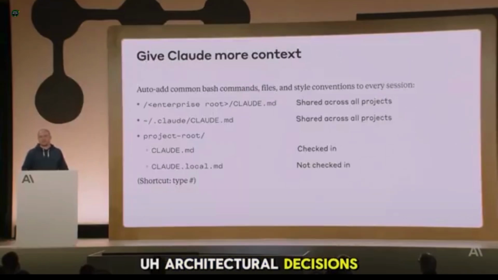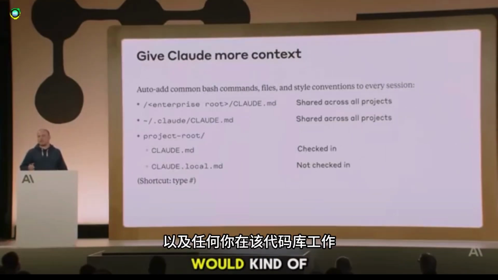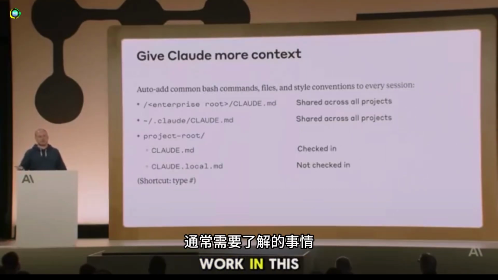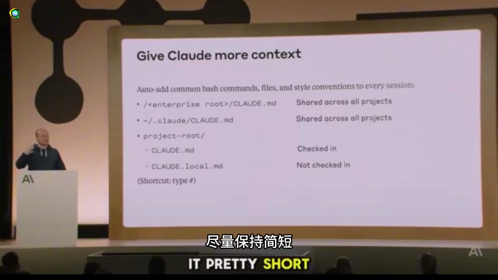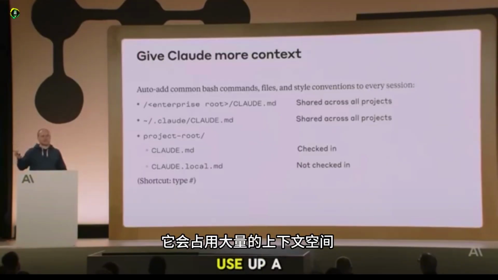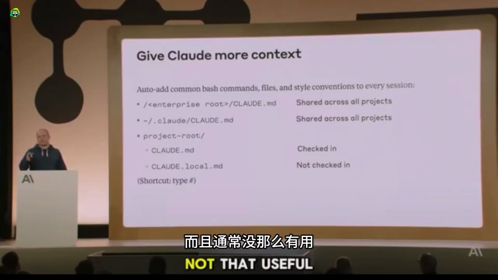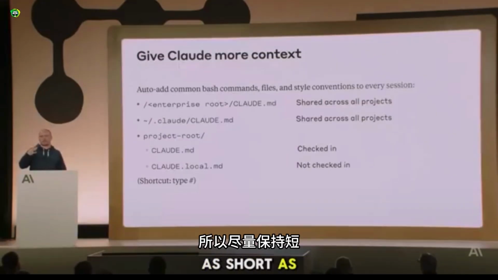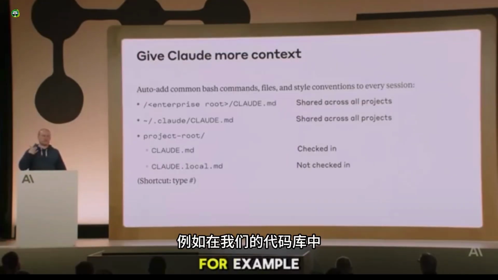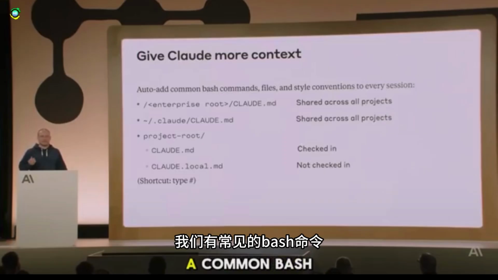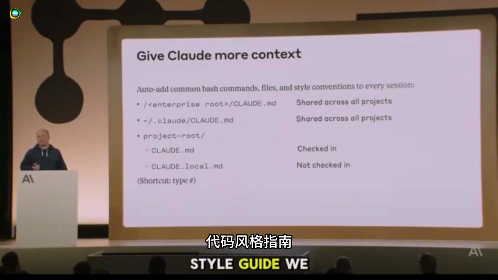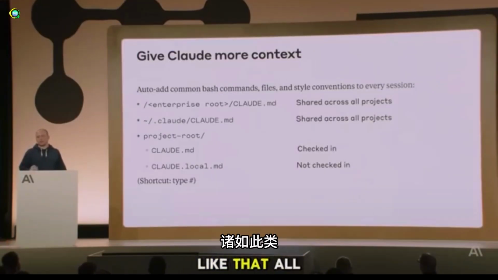The kinds of things you put in Claude.md, it's like common bash commands, common MCP tools, architectural decisions, important files, anything that you would kind of typically need to know in order to work in this code base. Try to keep it pretty short, because if it gets too long, it's just going to use up a bunch of context, and it's usually not that useful. So just try to keep it as short as you can. And for example, in our code base, we have common bash commands, we have a style guide, we have a few core files, kind of things like that.